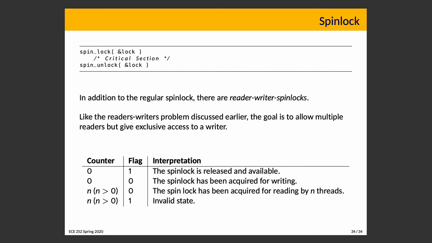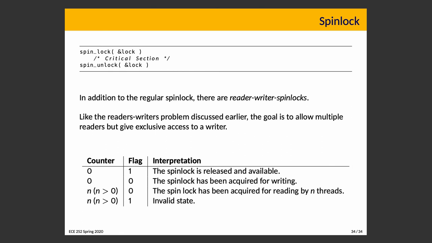The difference is that instead of having an internal counter, there's actually two internal counters. There's counter and there's flag. Flag you could think of as indicating whether the room has the lights turned on or not. So if flag is 1, it means nobody is in the room, the lights are off. If flag is 0, it means someone is in the room, the lights are on. And counter counts the number of readers. And there's some 24-bit reader counter.